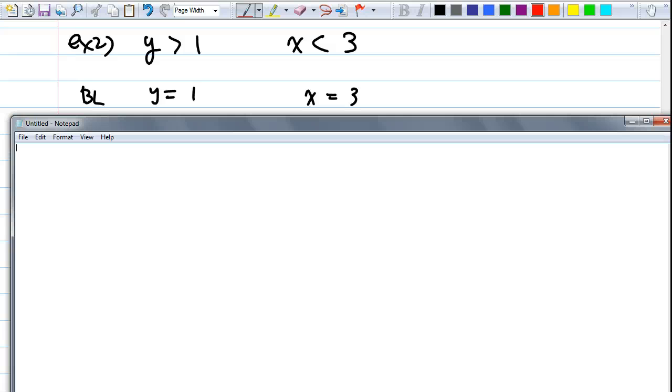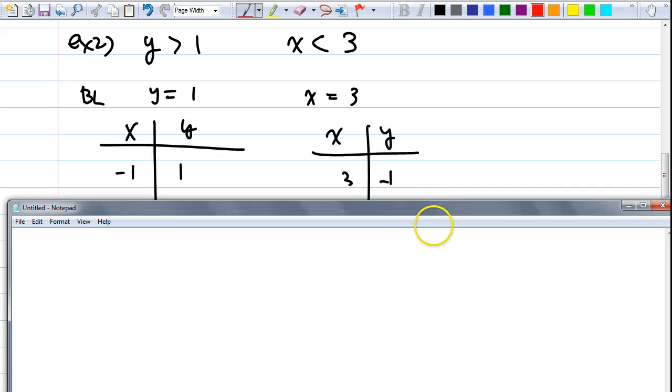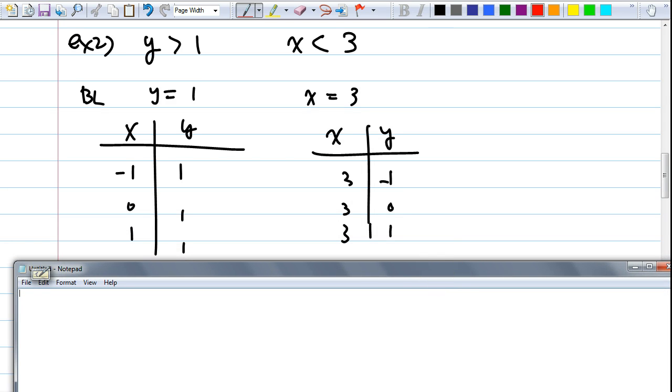What can I do to remember that it's a horizontal line? Can I do a little table if I wanted to? Yeah, y is always equal to 1, right? x could be anything you want. What about x equals 3? What kind of line is x equals 3? Vertical line. What if you forgot about that? Well, you could do a little table like this to remind yourself. Is that okay? All right. So, check and see if you have this. Okay, let's move on. Anybody have any questions so far?